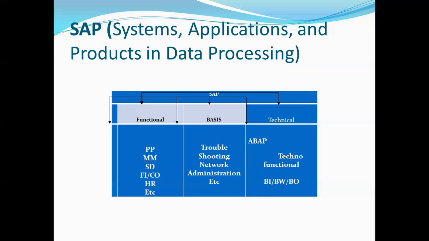For functionals, there is a list of modules available, like PP, MM, SD, FI, CO, HR. These are the functional ones, and these come under the ECC system, or we call it the SAP system, or the latest system that we have, S4. We call it S4 HANA. Why S4 HANA? Because earlier it used ECC with an Oracle or SQL database, but now it has converted into S4 HANA because the database used is HANA. So that's known as S4 HANA.